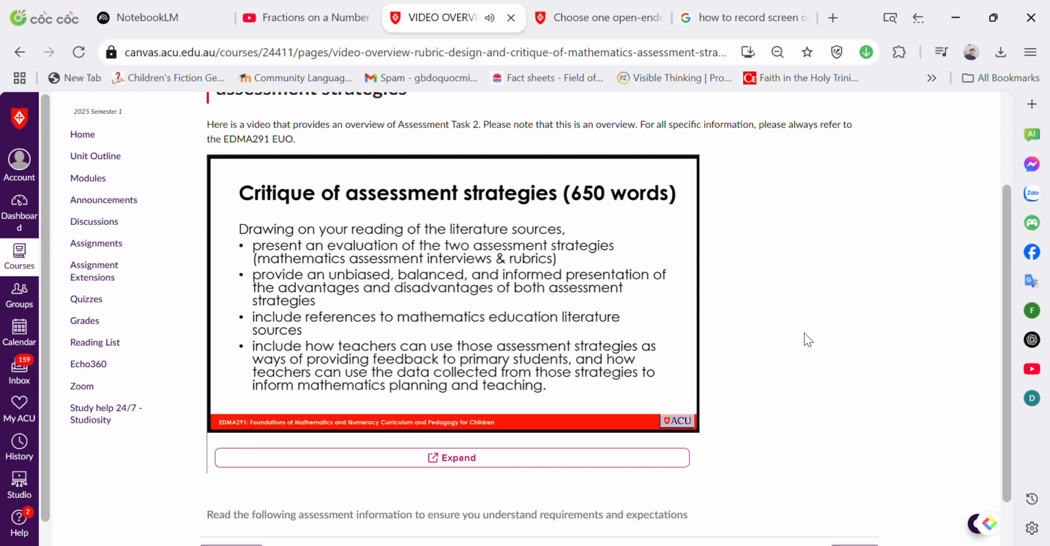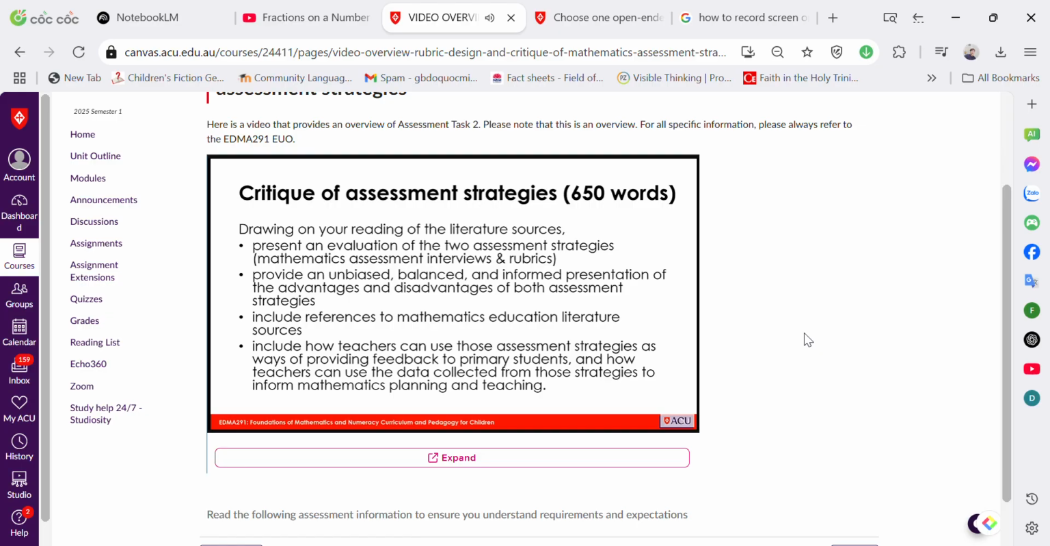You're then going to move to a critique of the assessment strategies, and this is where it's going to be an individual task. What you're going to do is look at literature sources and see what they are telling us about assessment interviews and rubrics in maths education. I want to stress that. You've got to use maths education sources at the expected level for this particular task. So to get a pass, you must use maths education sources.